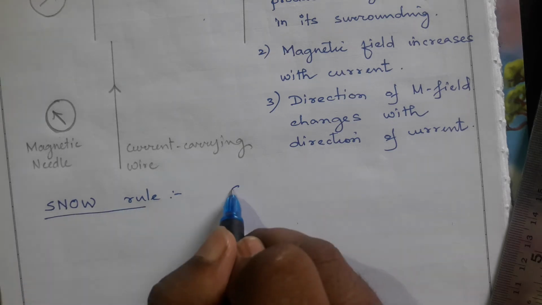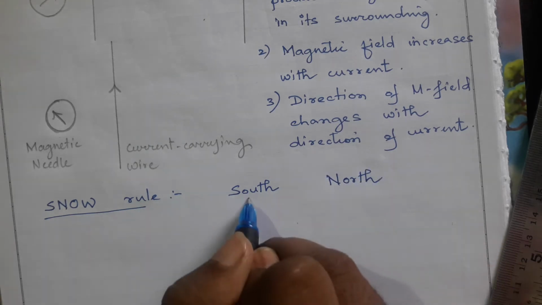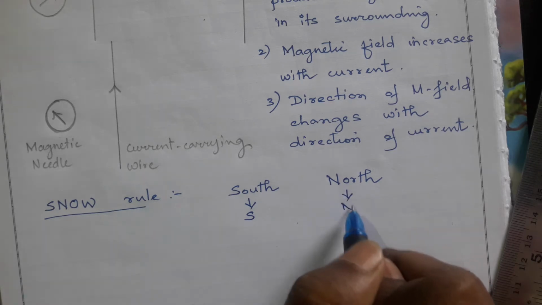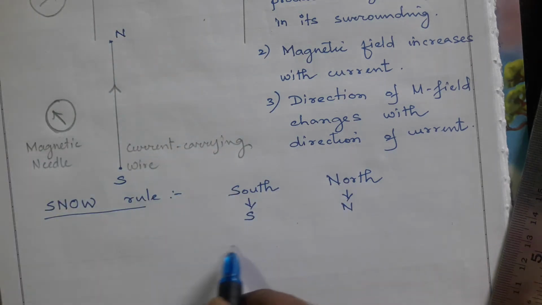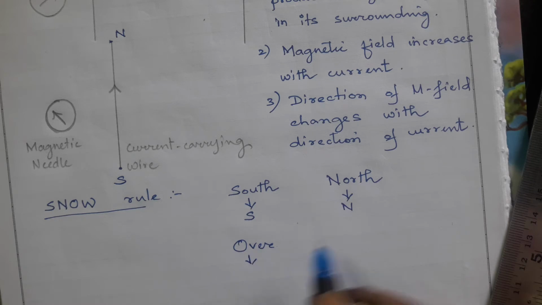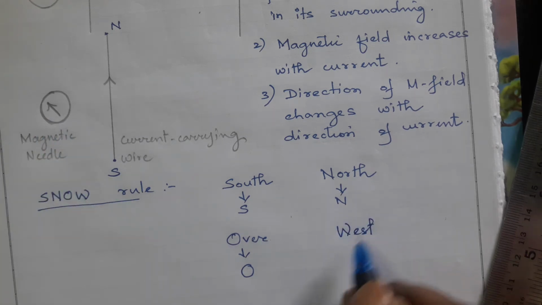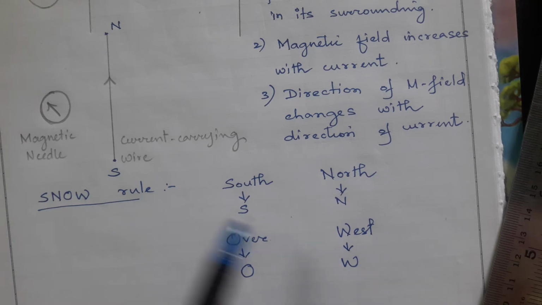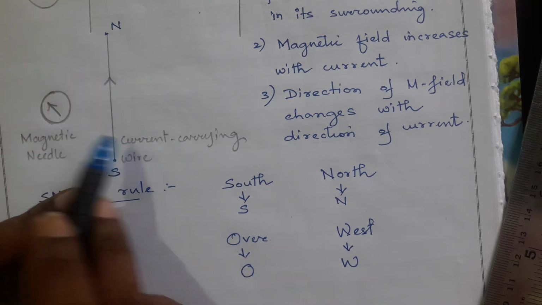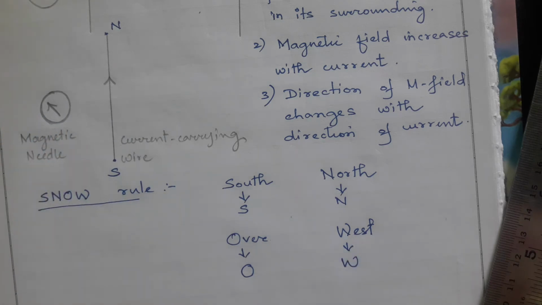What is Snow's rule? When current is flowing from south to north, S for south, N for north, and the wire is over the needle, O, then the north pole of the needle deflects towards west, W. So SNOW: south, north, over, west. So when current is flowing from south to north and the wire is over the needle, then the magnetic needle deflects towards west. This is Snow's rule.